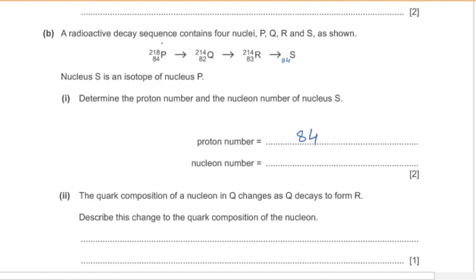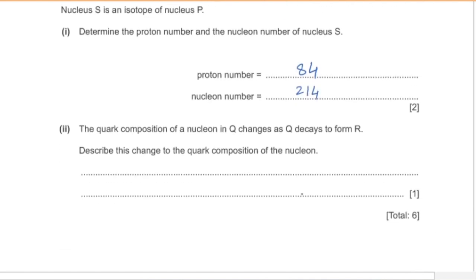And when you notice that to convert P to Q, there is a decrease of 2 here and 4 here, it means it is releasing an alpha particle. Now 82 to 83 and 240 remains the same. This means that it released a beta minus particle, which was 0 here and -1 here. Now from R to S, again an increase of 1 in proton number, which means again a release of beta minus particle. This means that 214 will stay the same right here. So the nucleon number is 214 here.